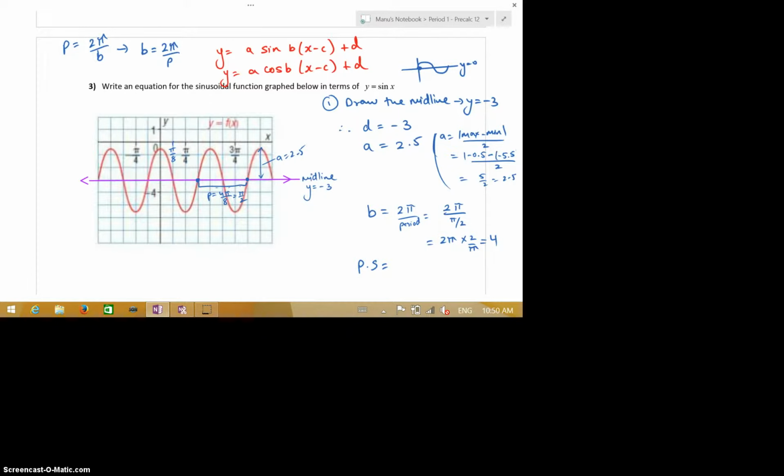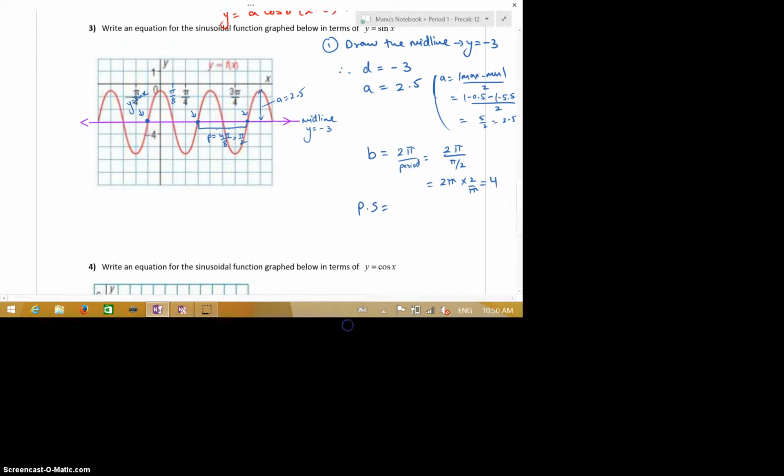So I can say the sine function could have started right here. This could have been the starting of y equals sine of x. Right? Or it could start right here. Or it could start right here, depending on where you want to look at it. And depending on what the starting point is, you're going to get a different phase shift. Right? So the phase shift could actually be pi over 8 units left. Or it could be 3 pi over 8 right.